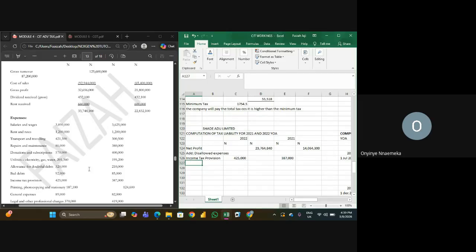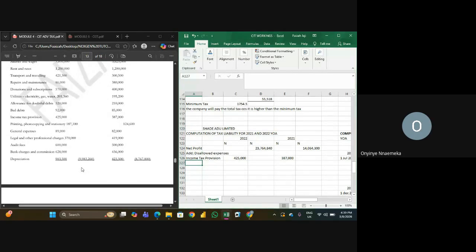Okay. So printing, stationery, general expenses, legal and other professional fee, audit fees, bank charges, depreciation. Of course, depreciation is disallowed. Depreciation. I think some people did this and submitted to my DM. Two people actually did this question, and I just cannot remember what we discussed on it, but I think they really tried.